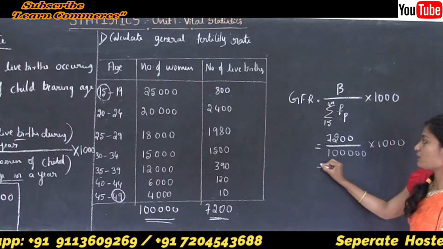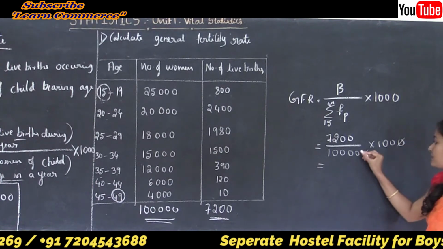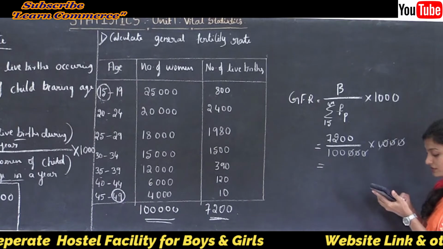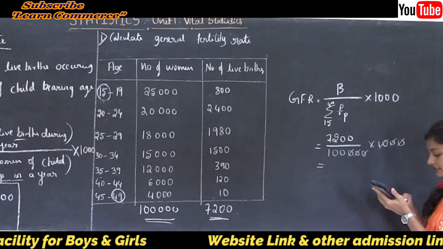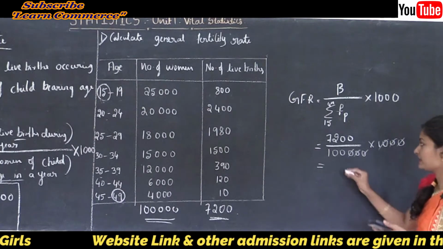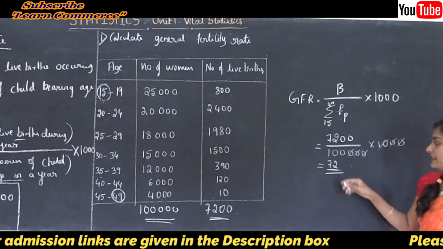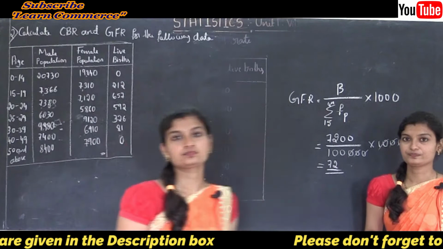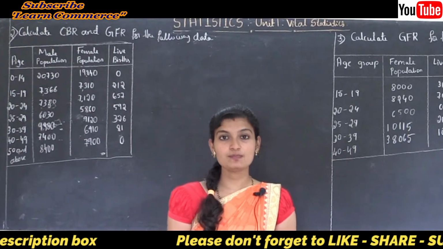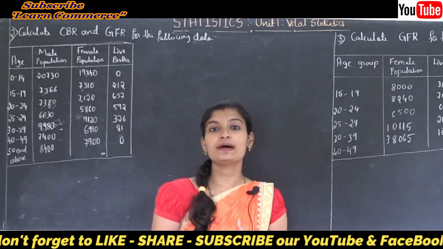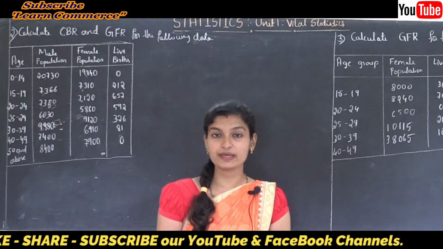Okay, this is equal to, so here 0 gets cancelled, then 7200 divided by 100, that is 72. So here the general fertility rate is 72. In the first problem we got GFR equal to 72. It means 72 births are occurring per 1000 women of childbearing age.